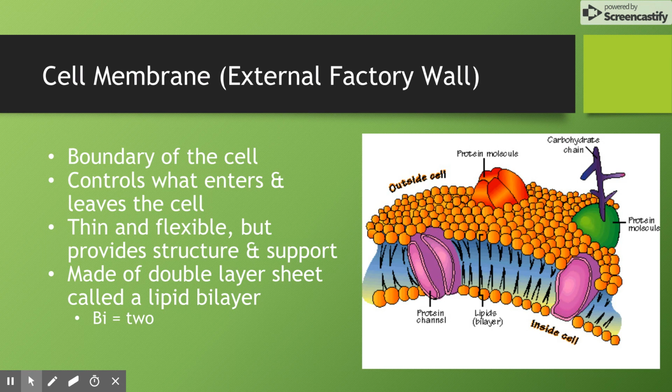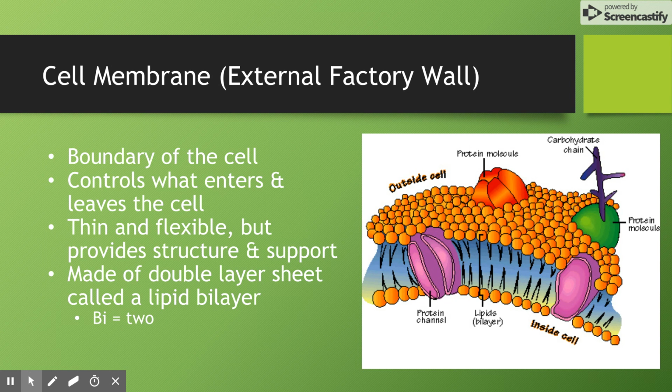The cell membrane can be thought of like the external factory wall. So this would be like the outside area of the factory. And it's going to be the boundary to the cell. So it's what keeps the outside out and the inside in for the cell. It's going to control what enters and leaves the cell, just like the outside walls of a factory are going to keep things in, keep things out.